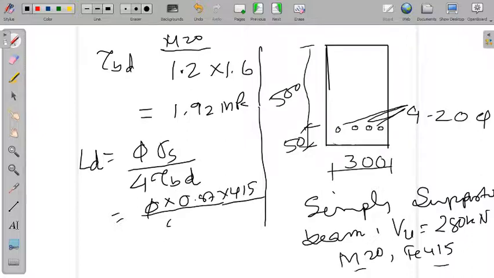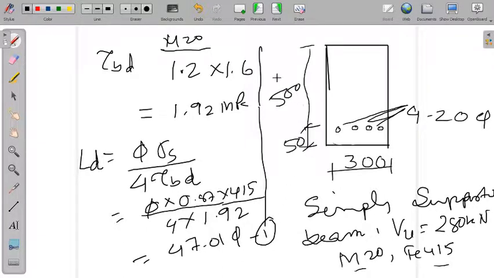0.87 into 415 divided by 4 into tau BD, which is how much we have calculated here. Here we have calculated 1.92. So, what is this value? This value comes out 47.015 phi. I am keeping it in terms of phi. Let us say it is equation number 1.